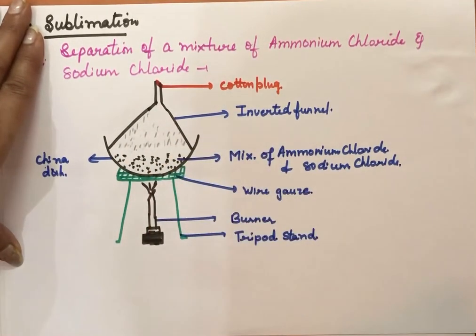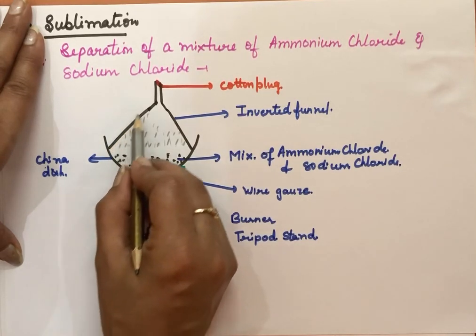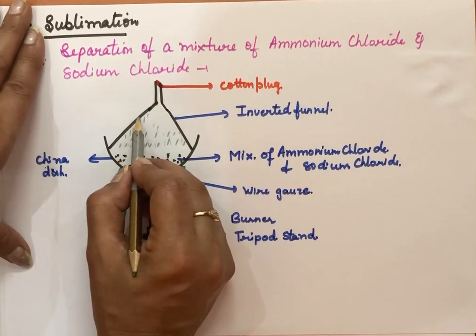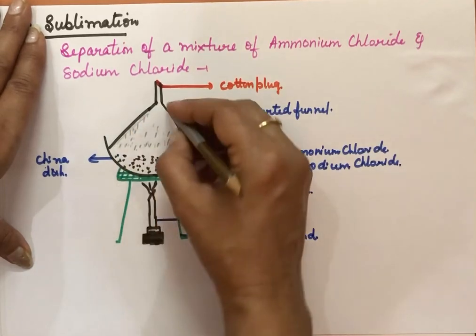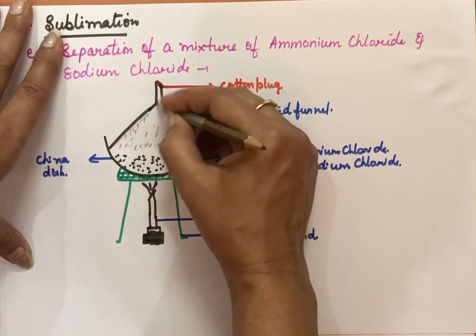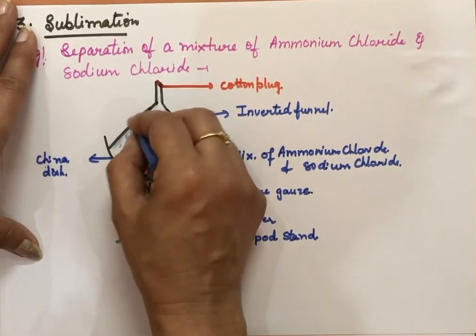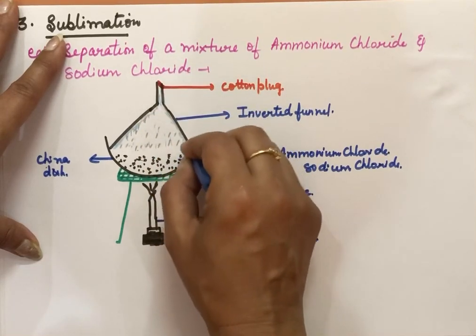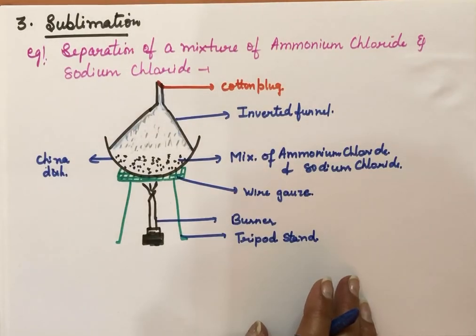Why will they stick to the side of the funnel? Because on heating they will change to vapor form, and this funnel is cold. So when the vapors touch the cold parts of the funnel, they will condense. So when they condense, they will stick to the side of this funnel. So here we will see the ammonium chloride. Maybe this color will not be visible to you, so I am just taking this blue color only. Otherwise, remember, these are of white color. Both the salts are white in color. So this will stick to the side of the funnel as powder, and sodium chloride will be left behind.